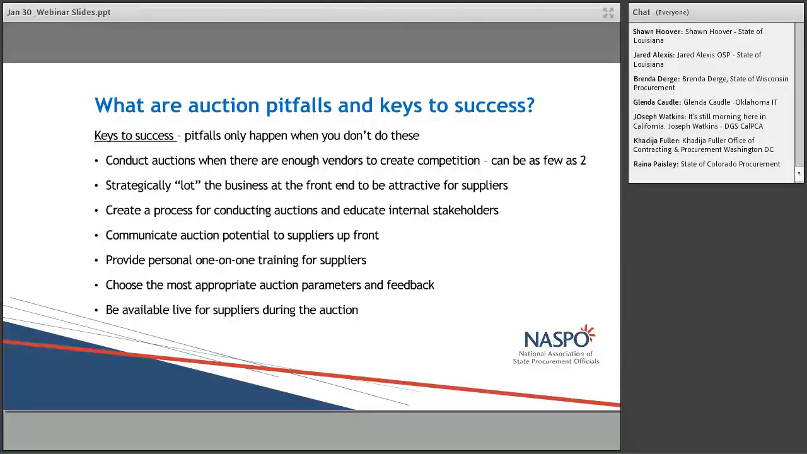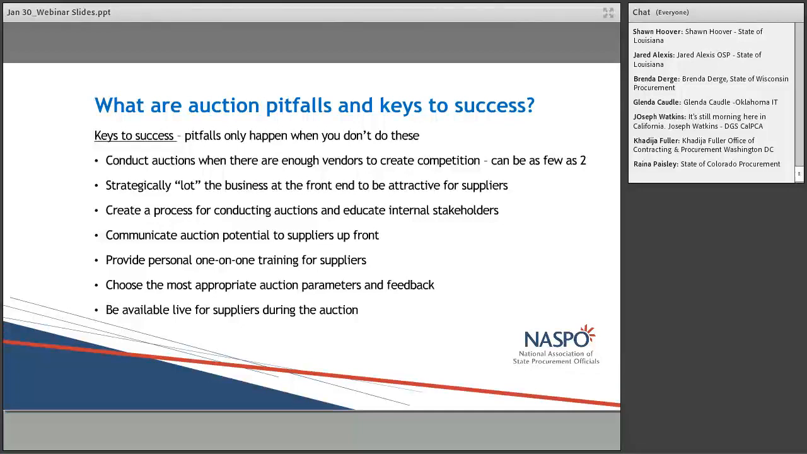Next is we communicate that there's a potential for an auction to the suppliers up front. So they're not alarmed, they know this is coming, and they can prepare for it. We provide personal one-on-one training for each and every supplier that participates in an auction for Pennsylvania.